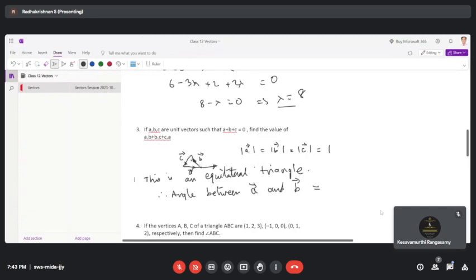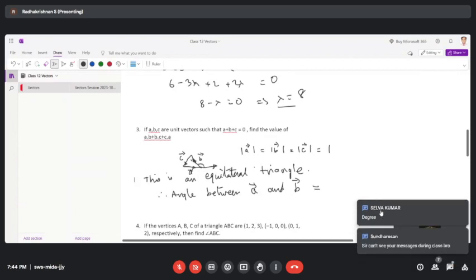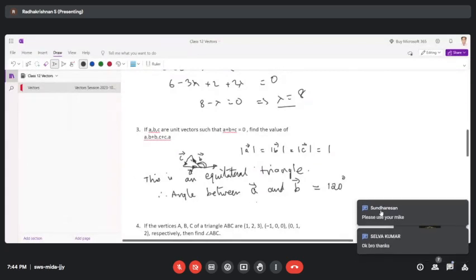Whenever you see a triangle formed by two vectors, you have to take this angle, because you see A's direction is this. If A's direction is the other way, then it will be 60 degrees. But since it is like this, you take this angle. Similarly, the angle between B and C is also the same.